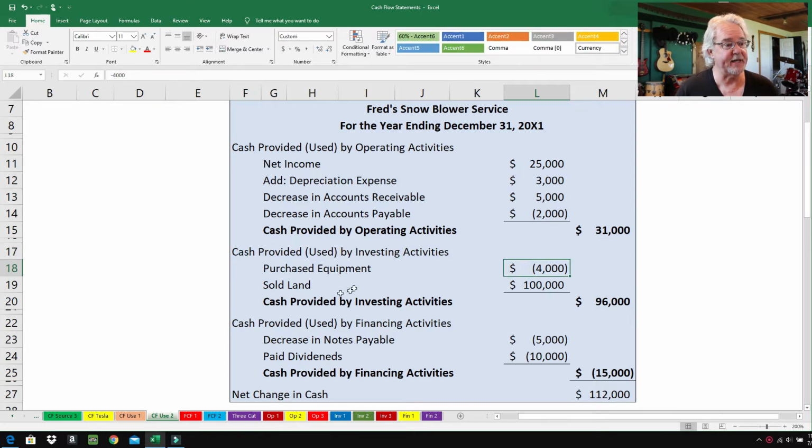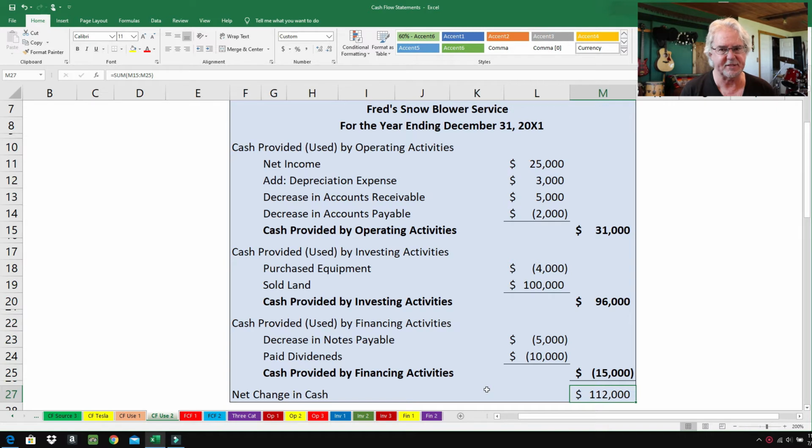Cash provided by investing activities. Well, it looks like he's purchasing equipment and he's sold some land for $100,000. Overall, cash provided by investing activities, $96,000. And we have cash provided by financing activities. Looks like a decrease in notes payable. He's paying down some debt. Paid dividends, paying some money to the owners. That's a good thing.